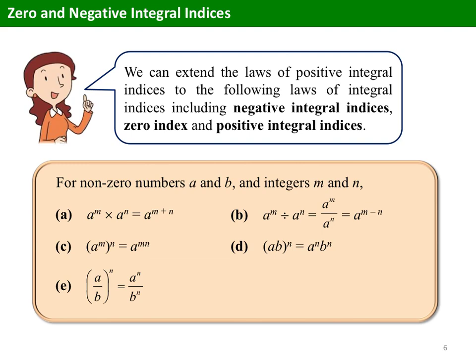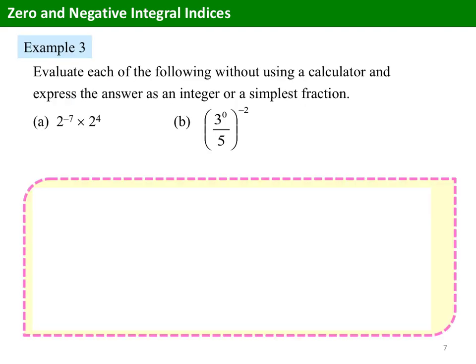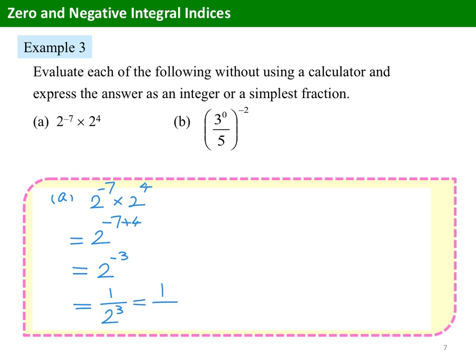Okay, here are all the formulas you learned before. It's about index, including the zero index, negative index, and positive index. All these 5 formulas you can use in this part. For example 3, part A, 2 to the power negative 7 times 2 to the power 4 equals 2 to the power negative 7 plus 4, equal to 2 to the power negative 3, which is equal to 1 over 2 to the power 3, equal to 1 over 8.